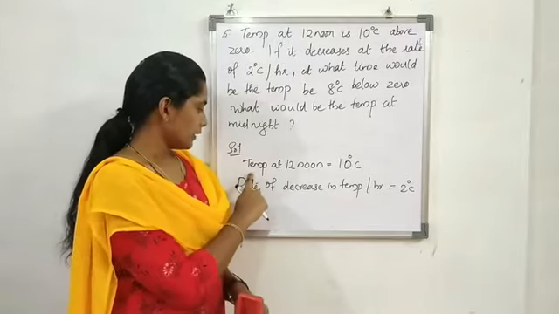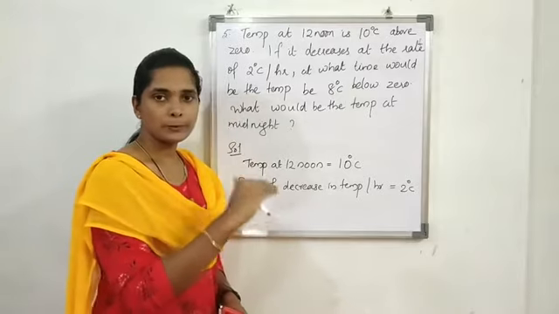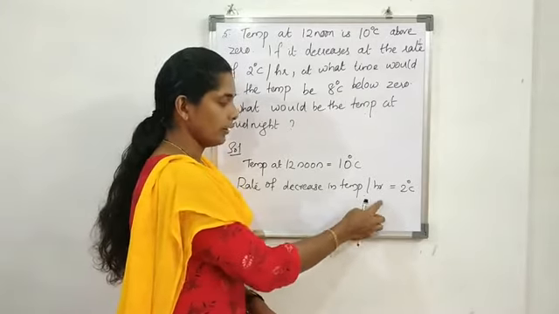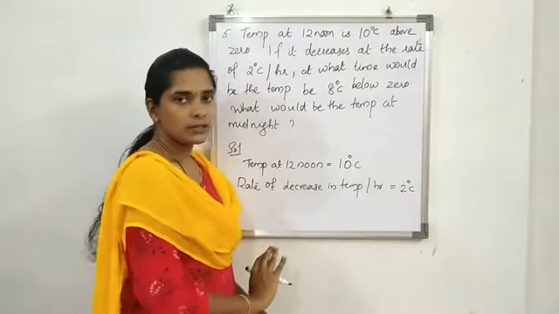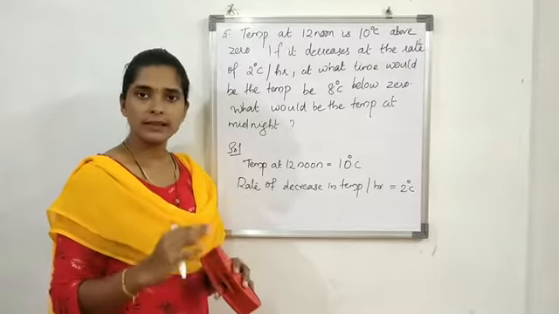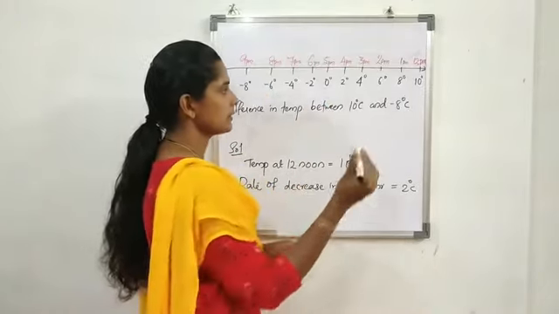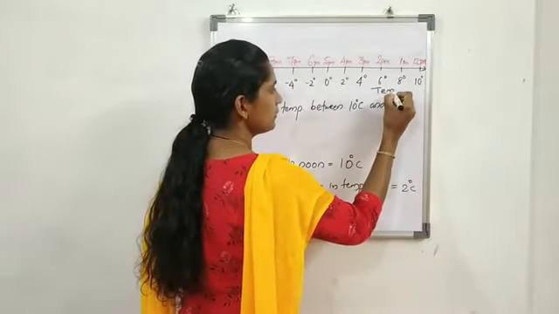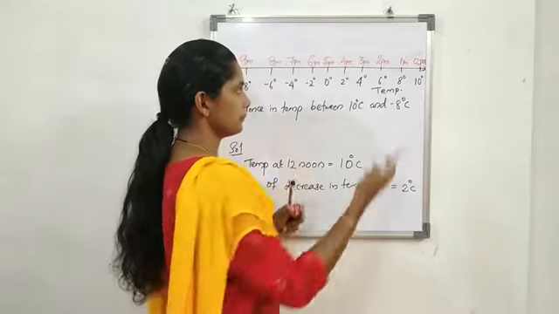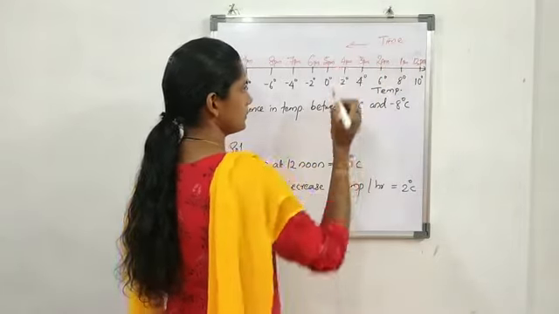First, the temperature at noon is given as 10 degrees above 0, that is positive 10 degrees. The rate of decrease in temperature per hour: in 1 hour, 2 degrees Celsius is decreasing. After every hour, 2 degrees Celsius is decreasing. These black letters I am showing are the temperature, and this one is time. Okay, we are moving this way.